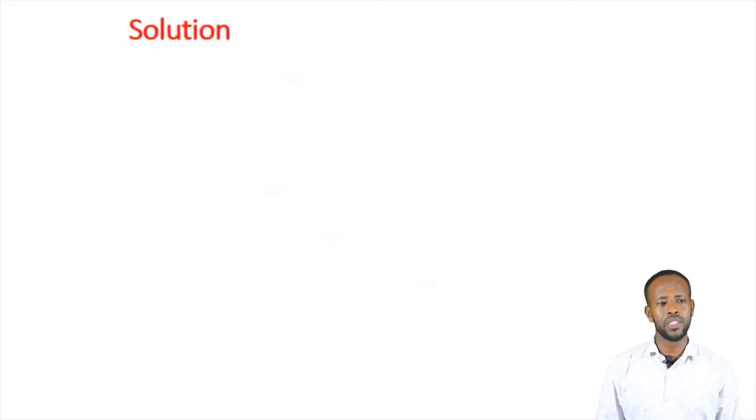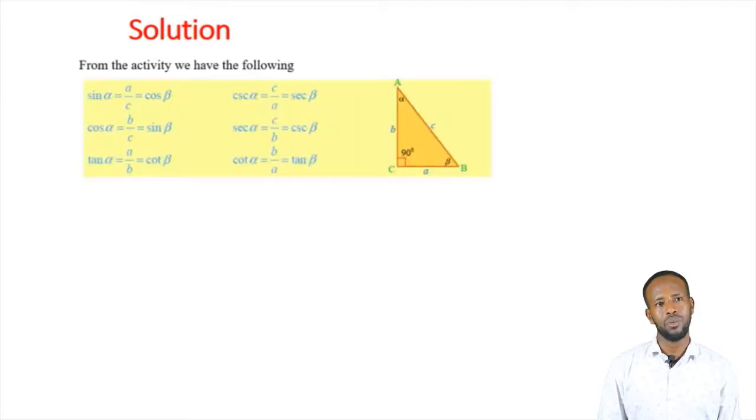Now from the activity, or from the figure we had, sine of alpha will be equal to what? Cos of beta. They are equal. Sine alpha is equal to A over C, cos beta is equal to A over C. Look, they are equal. Cos alpha is equal to sin beta. Again we have tan of alpha equal to cotangent beta.